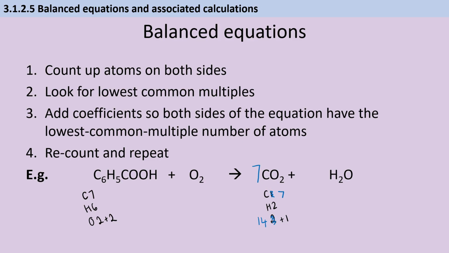Next I'm going to think about the hydrogen, and here I'm trying to balance 6 versus 2. So the lowest common multiple is 6, and therefore I need to add a coefficient of 3 on the right hand side. Then I'm going to think about oxygen, and I've got 17 in total on the right hand side. So I need 17 on the left hand side, but I also need to take account of the 2 that are in the carboxylic acid. Once I remove those, I'm left with 15, and therefore I need to add 7.5 as a coefficient for the oxygen.